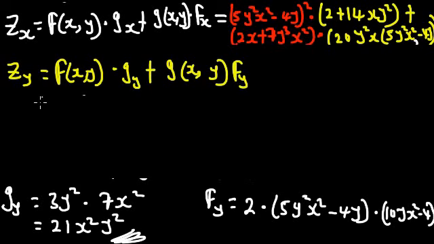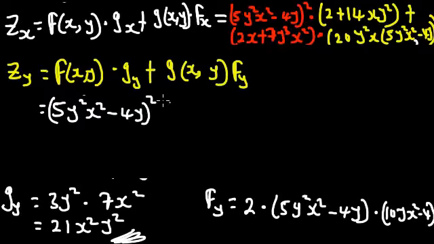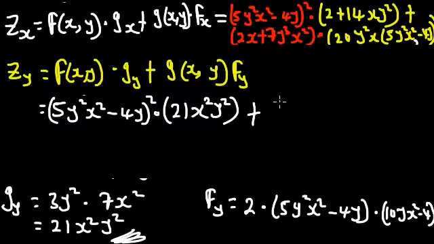Thus, that will be equal to f of x comma y. Let's see the y here. So we have, let's put in the bracket, 5y squared x squared minus 4y, all squared, and multiply by g sub y, which is this one, 21x squared y squared. We can put on the bracket if you want, but since it's just a single expression, you can just leave it like that. Then plus g of x comma y.